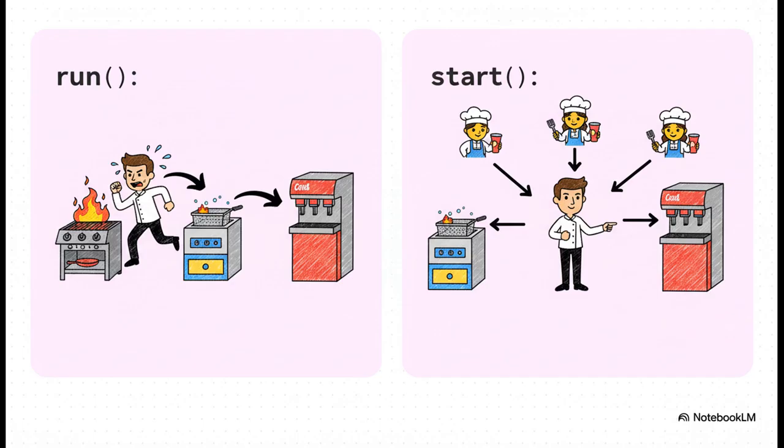That start call is a message to the Java virtual machine that says, hey, go hire a new cook for me and give them this job to do. A completely new thread is created, and that new thread is the one that actually calls the run method. That's how you get real, actual parallel work. So the takeaway is simple. Always, always call start.